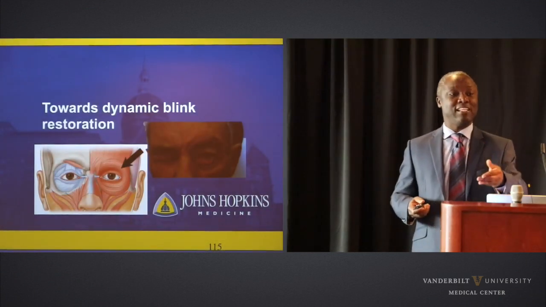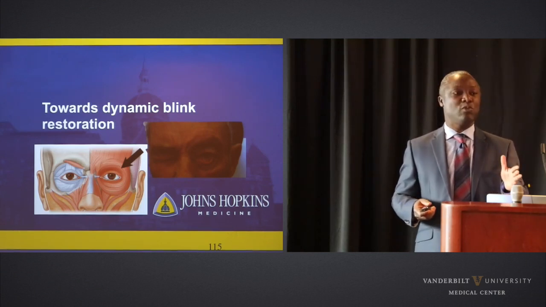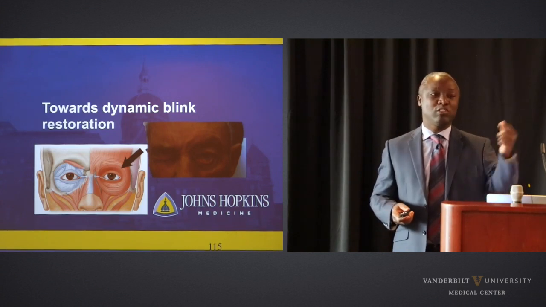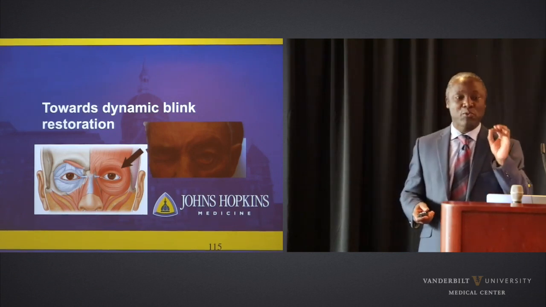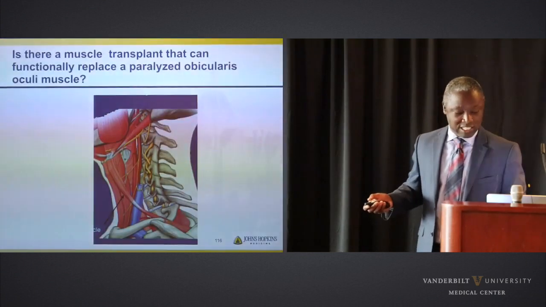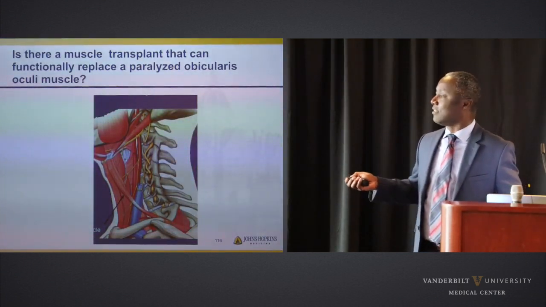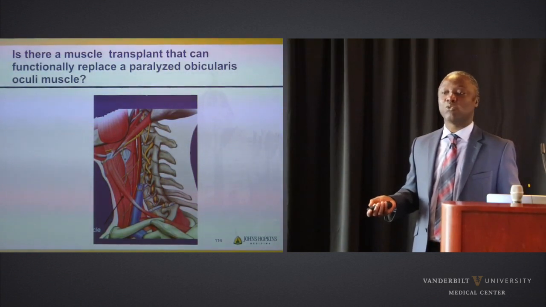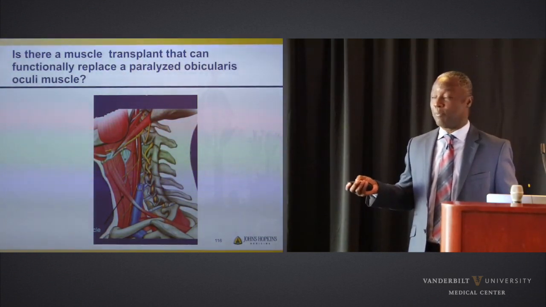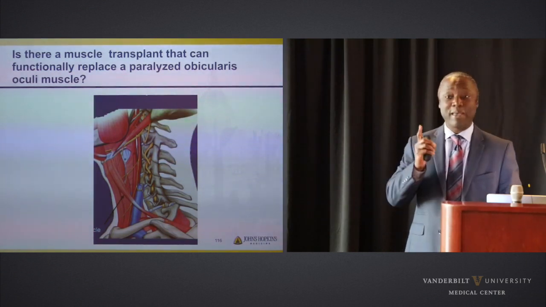I told you on my earlier slides, one of the first things we do in reanimation is to try to fix the eye. We are using old school, just putting a weight in the eyelid. What we really want is a dynamic way of fixing the eyelid, and that's what I will end on. Is there a muscle that we can actually put in the eyelid that will replace the orbicularis oculi muscle, instead of depending on biopolymers? And the answer is maybe so.